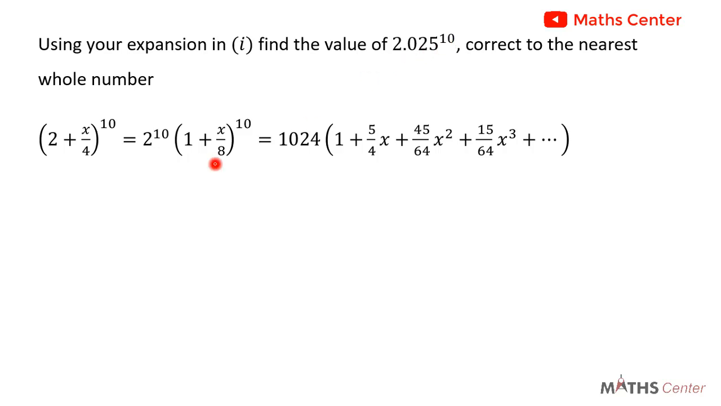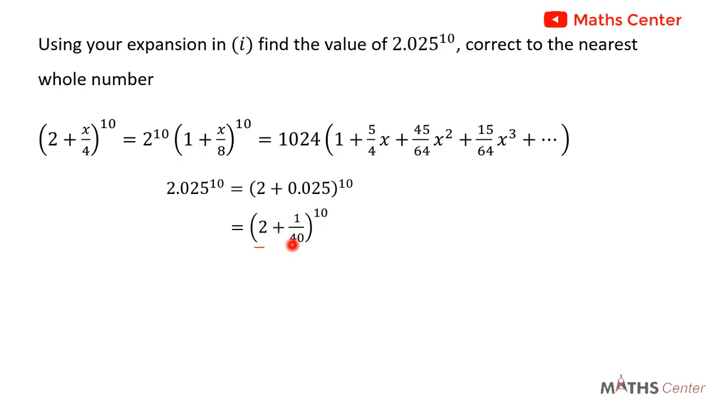Okay, so we are going to express 2.025 exponent 10 in the same form as 2 exponent 10 into brackets 1 plus x divided by 8 exponent 10 for the value of x. But remember that the value of x that we are going to use should be less than 8. Okay, 2.025 exponent 10 can be written as 2 plus 0.025 exponent 10. 0.025 will give us 1 divided by 40. So this gives us 2 plus 1 divided by 40 exponent 10.